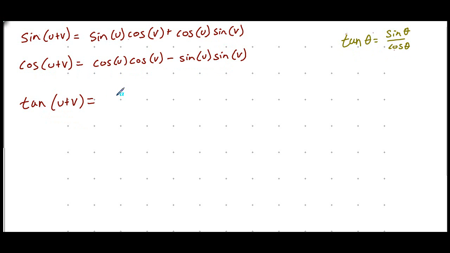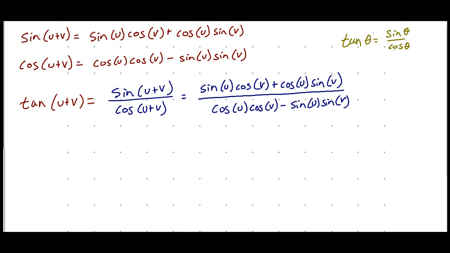So this is going to be nothing more than the sine of u plus v over the cosine of u plus v. And that equates out, if I put that top guy over the bottom guy, to this. And this gives me sine of u cosine of v plus cosine of u sine of v all over cosine of u cosine of v minus sine of u sine of v. So I have this expression now.